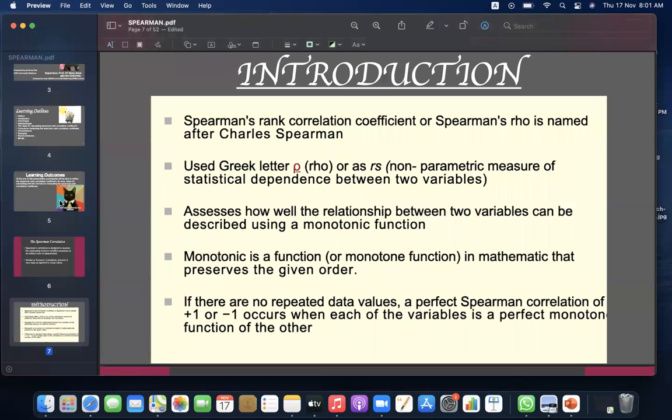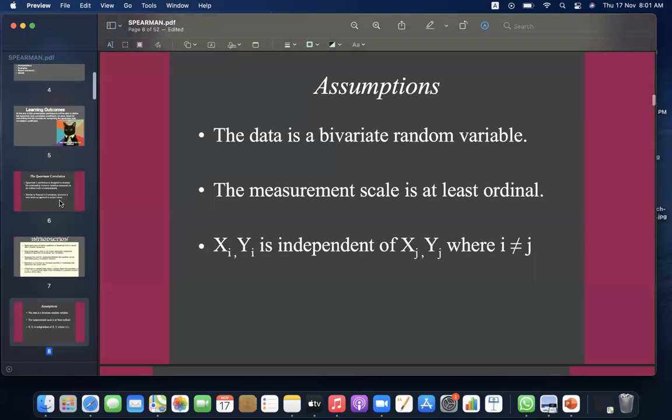Introduction. Spearman's rank correlation coefficient or Spearman's rho is named after Charles Spearman, and uses the Greek letter rho or RS. It is a non-parametric measure of statistical dependence between two variables. It assesses how well the relationship between two variables can be described using a monotonic function. A monotonic function, or monotone function, in mathematics preserves the given order. If there are no repeated data values, a perfect Spearman correlation of +1 or -1 occurs when each of the variables is a perfect monotone function of the other.